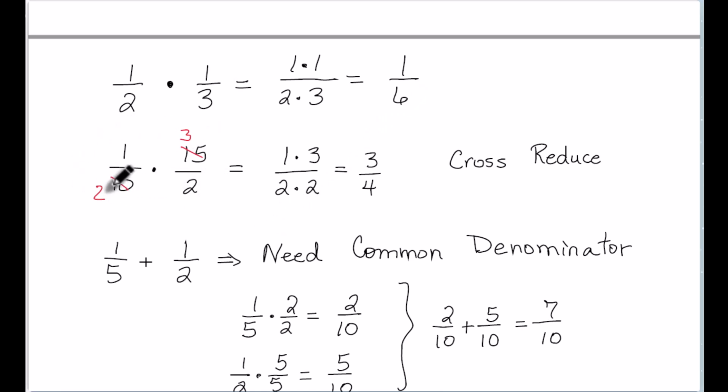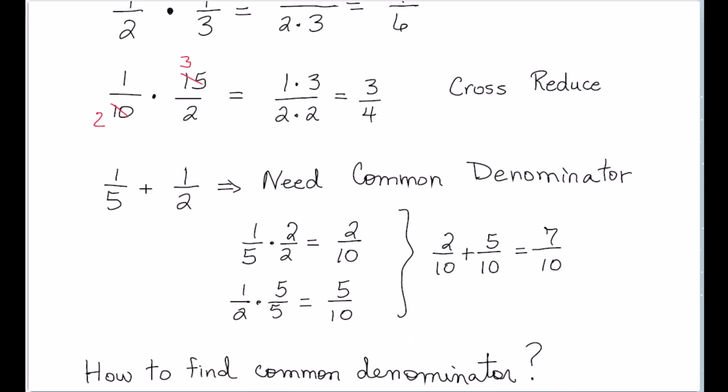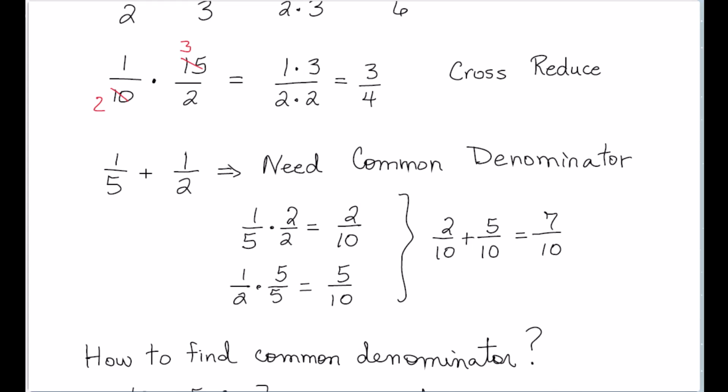When you're multiplying, if you can cross reduce or cross cancel, do so, because it makes the numbers smaller. So for example, 5 goes into 10 2 times. 5 goes into 15 3 times. And so now I've got 1 times 3 is 3. 2 times 2 is 4. And I get 3/4.